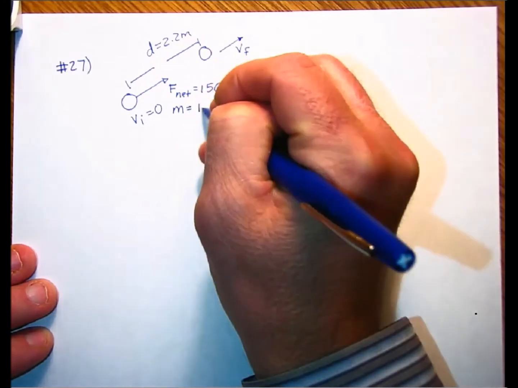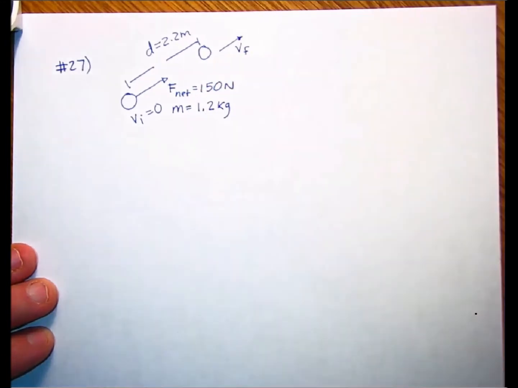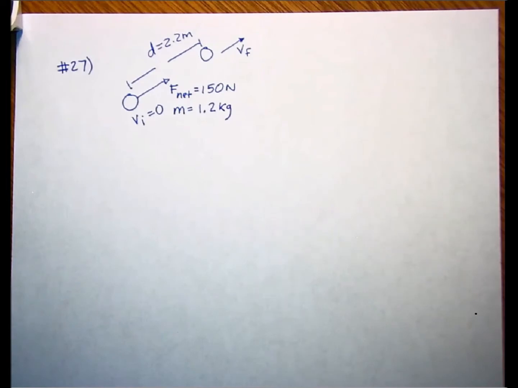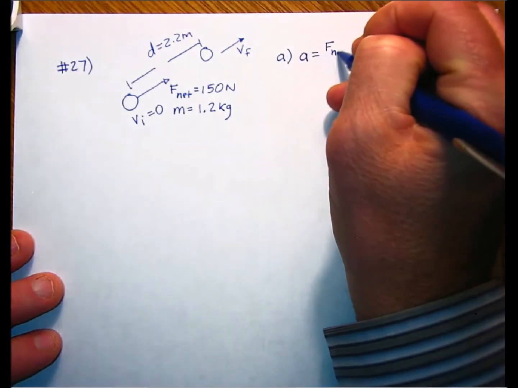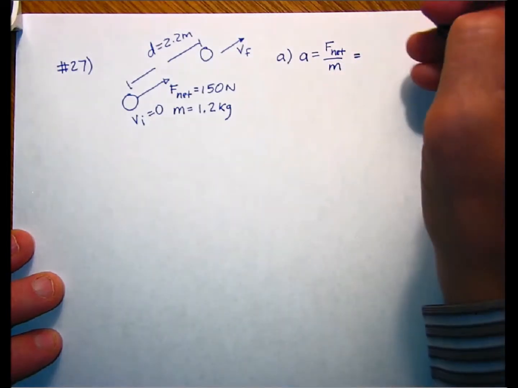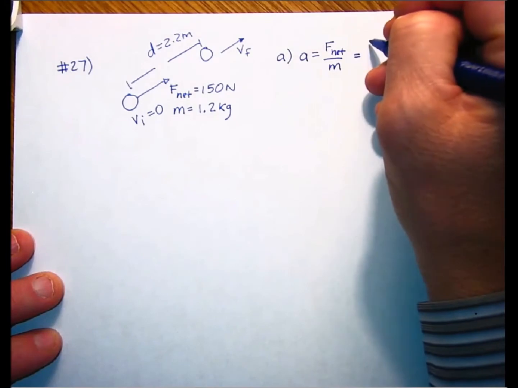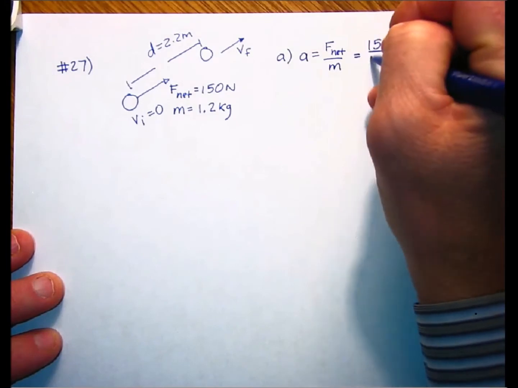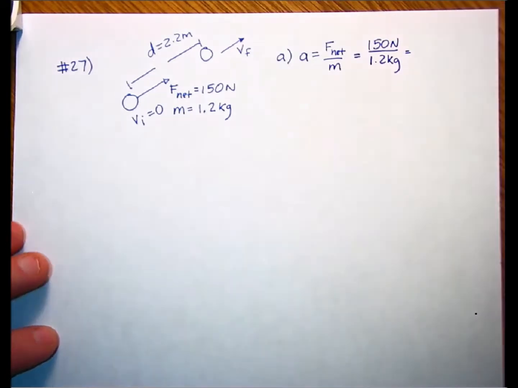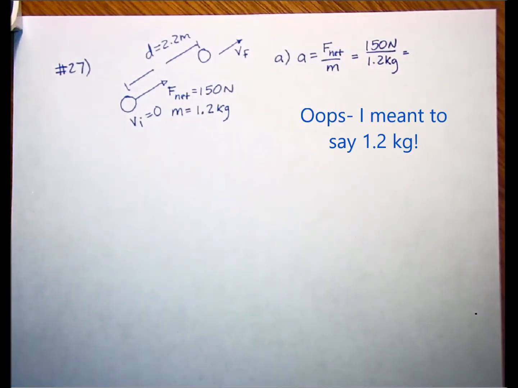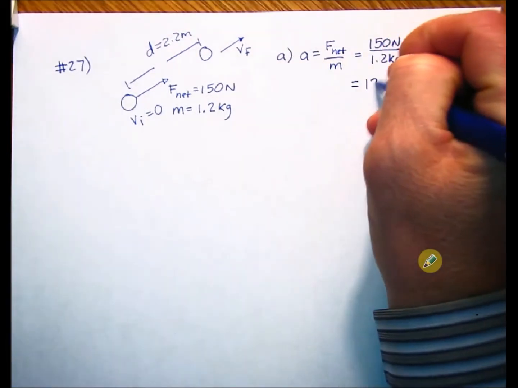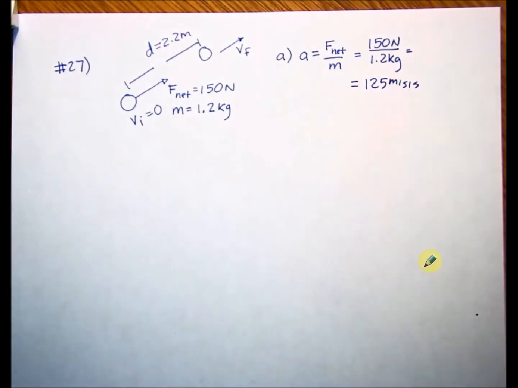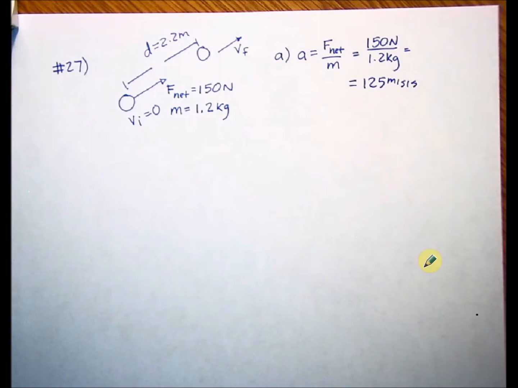And then finally, the last thing to do here is to say that the mass of the water balloon is 1.2 kilograms. By the way, that's a massive water balloon, just so you know. So I'm going to start off by first calculating the acceleration of the water balloon while it's in the launcher, and then I will find the final velocity. So acceleration is found by taking the net force, which is 150 newtons, divided by the mass, which is 1.2 kilograms, and when I do that, I get 125 meters per second squared. So it's got quite a bit of acceleration as it's being pushed with that launcher.